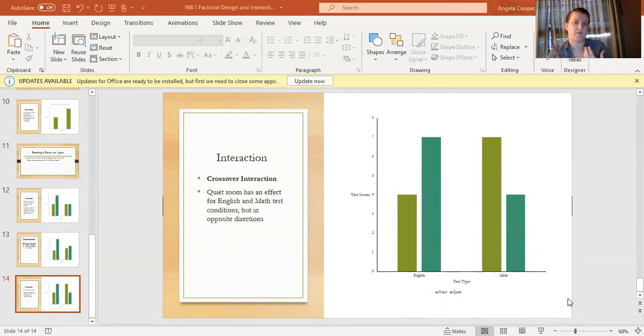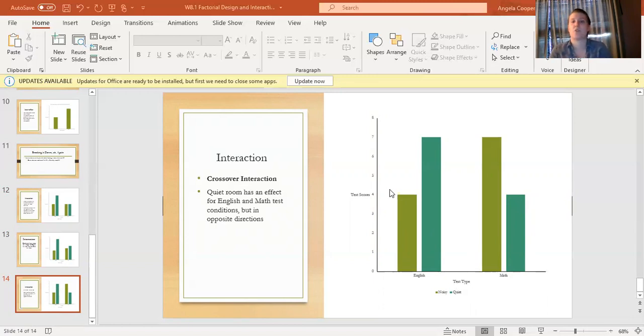So for the quiet and noisy conditions of our room condition, we'll see that for one condition of the test type, English, quiet is super good and noisy is not so good. And then for the other condition of our test type, now we're going over to math, the noisy condition is super good, and the quiet condition not so much. So it's flipped.